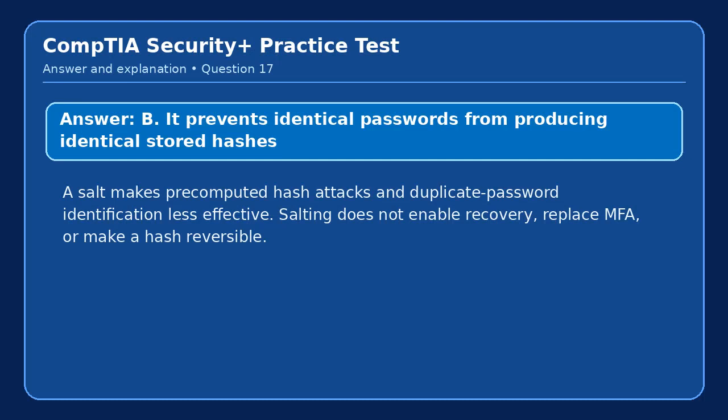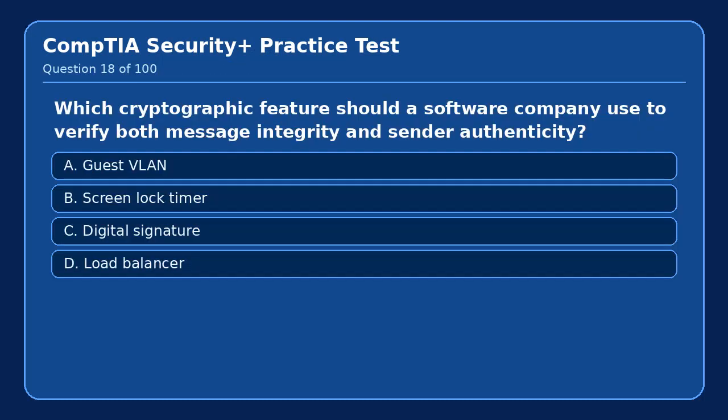The answer is C. Digital signature. A digital signature validates that the message was signed by the private key holder and has not changed. VLAN, load balancer, and screen lock do not provide cryptographic proof of sender and content integrity.